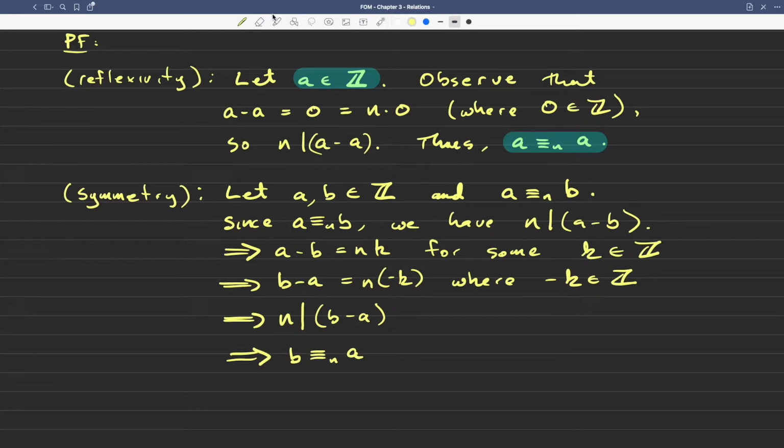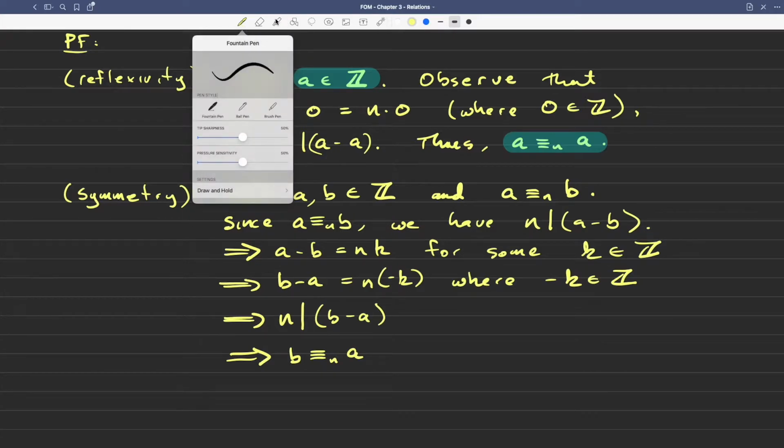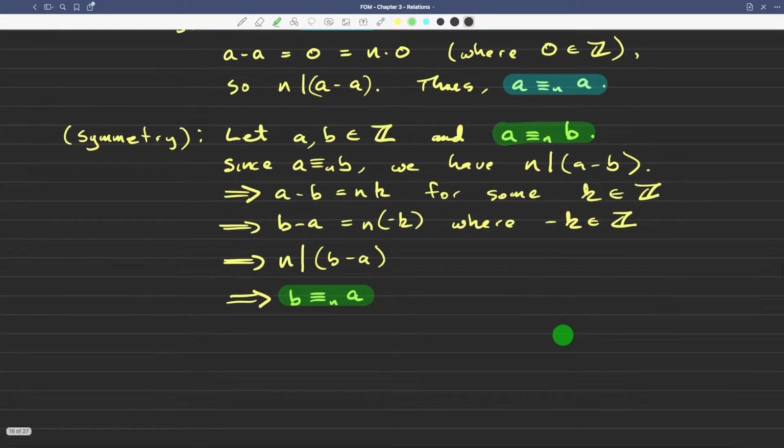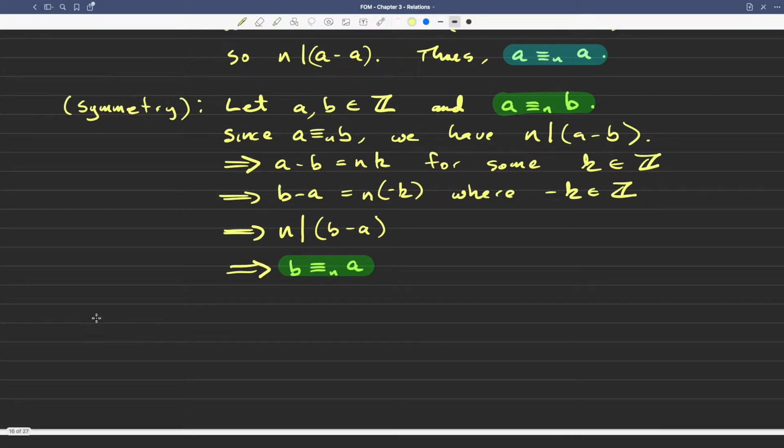So now let's look at our template again. I'm big on templates in this class. I started with 2 arbitrary elements. I supposed they're related in one order, and then I showed that they're related in the other order. That's your template. Okay, let's do transitivity.